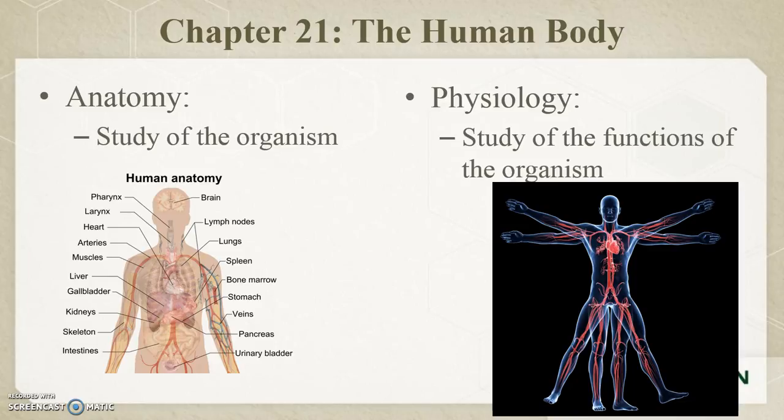Beyond that, we also need to look at the development of diseases and disorders within our human bodies. The study of diseases and disorders is called pathophysiology. So patho means disease of, and physiology is again looking at the functions of the human organism. So looking at the diseases and disorders of that. So let's go ahead and take a look at the human body and its levels of organization.